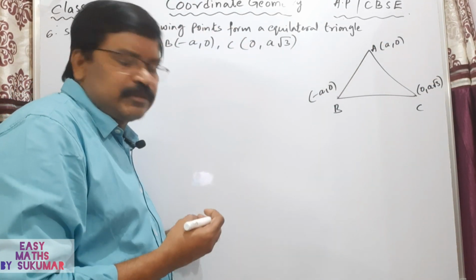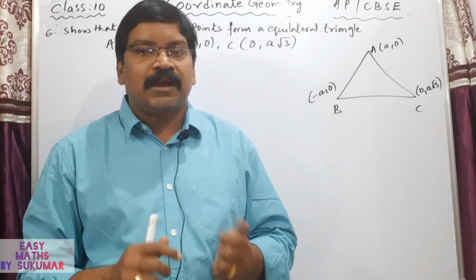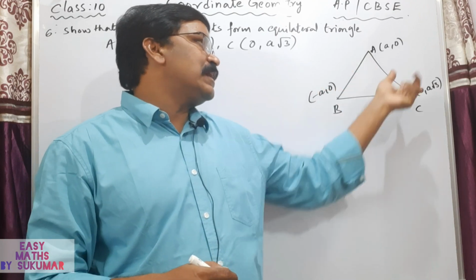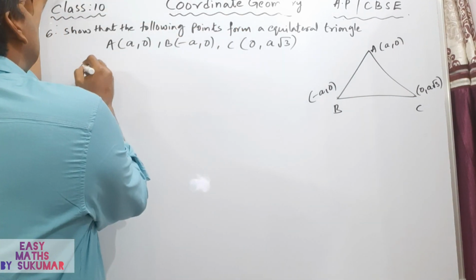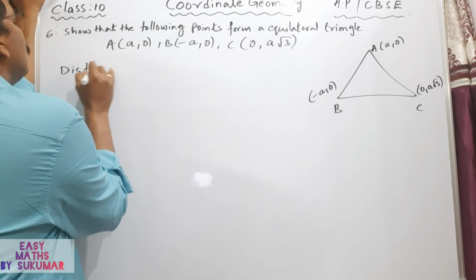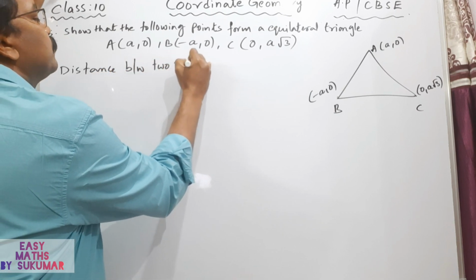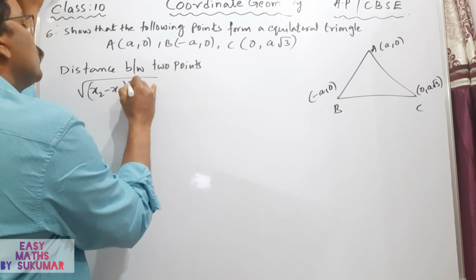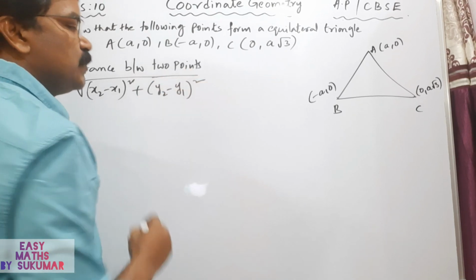See, my dear students, as I told you in the previous video, an equilateral triangle means all three sides are equal. All the lengths of the three sides are equal, that means AB, BC and AC. First we will find AB. Again we use the distance formula. So what is the distance between two points? The distance between two points is the root of (x2 minus x1) whole square plus (y2 minus y1) whole square.